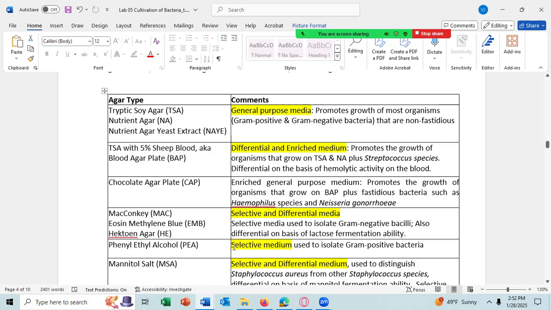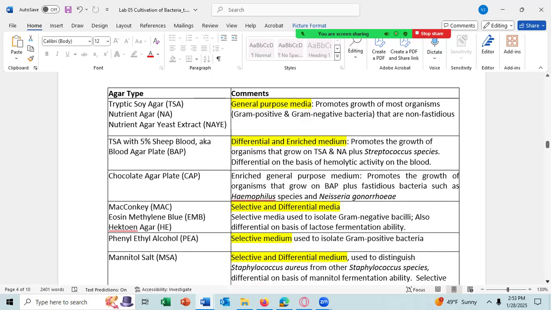And then we have media which is only selective. PEA, or phenyl ethyl alcohol, is a selective media. This is selective for gram positive, meaning gram positives can grow on PEA, but the phenyl ethyl alcohol gets in the cell wall of a gram negative and then prevents the cells from growing. So this is selective against gram negative, selective for gram positives.